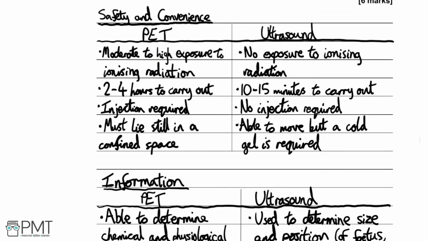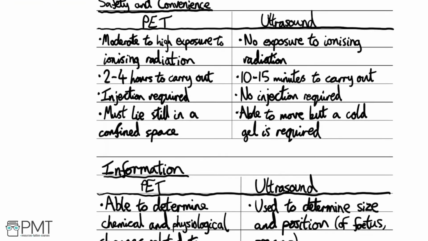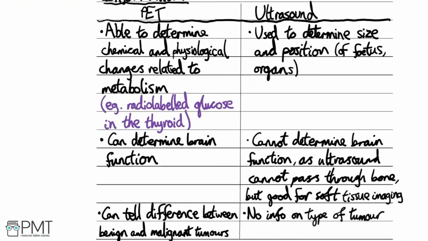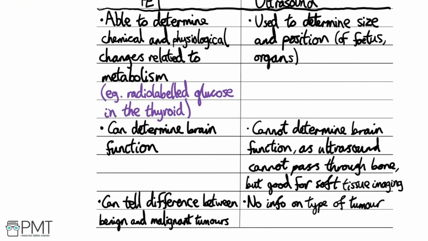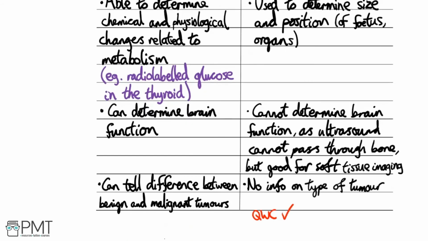So lots of information here. As you can see, there's a lot more there than is needed for 6 marks if you were to count the number of points. But like I said, it's not exactly 1 for 1. So let's just say, first of all, that you'll get a mark for your quality of written communication.